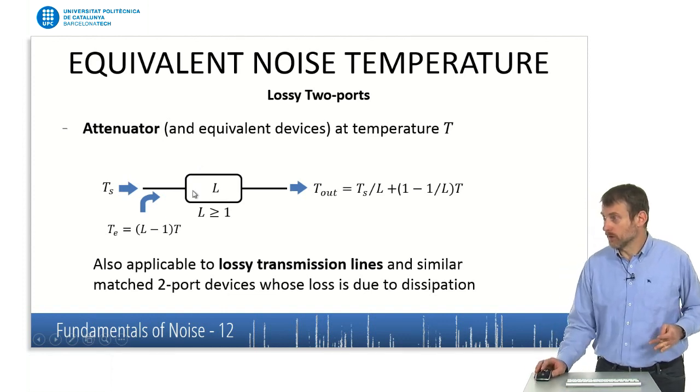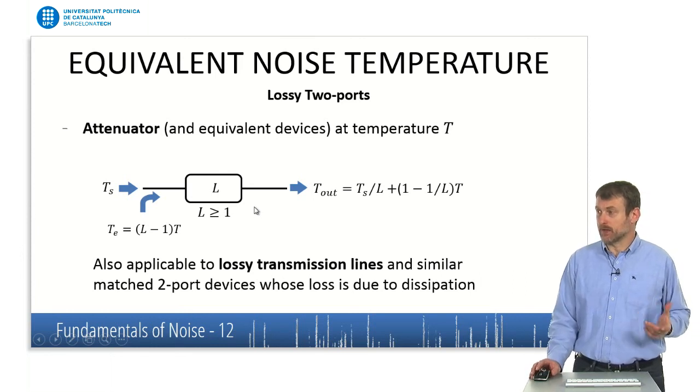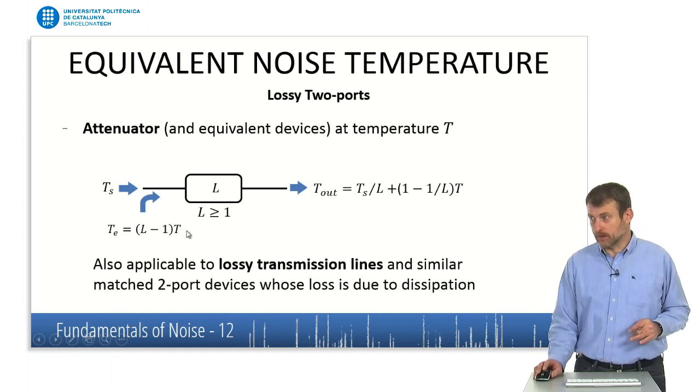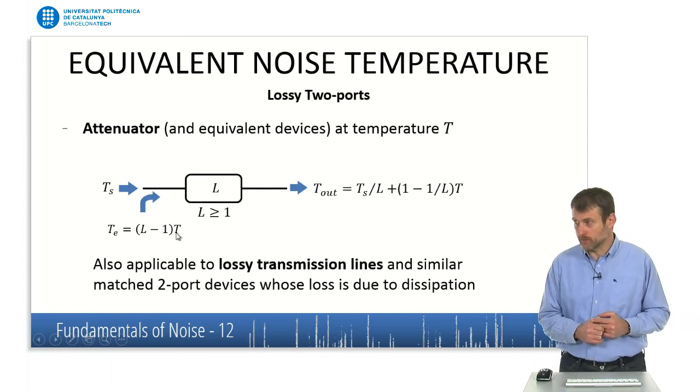Or in other words, looking towards the input, if this is a matched attenuator, we also see a resistor of temperature T, and therefore the output temperature has to be equal to T, right? And that justifies that the added noise by the device has to conform to this quantity here. And if you translate this quantity towards the input, it turns out that the equivalent temperature of an attenuator is L minus 1 multiplied by T, T being the physical temperature of the attenuator, right?